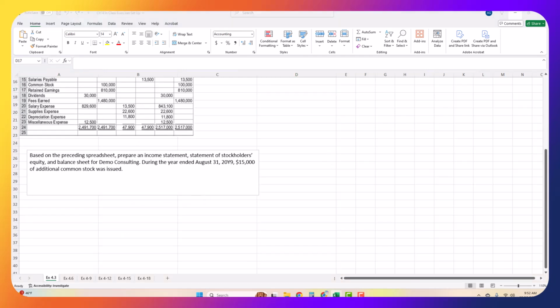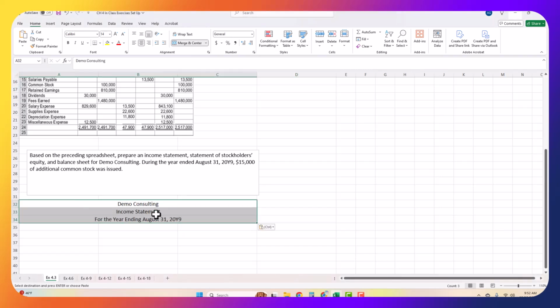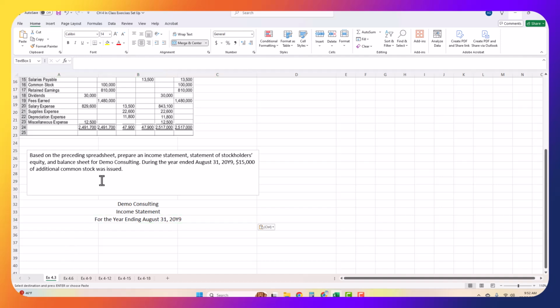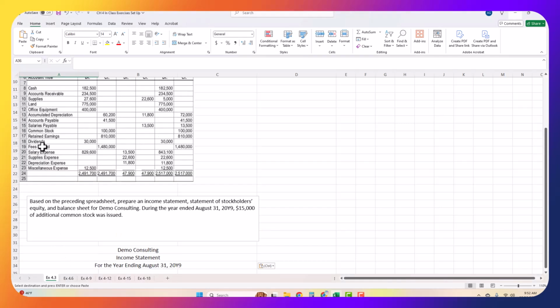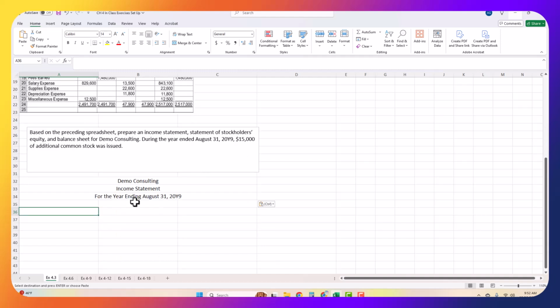So we're going to start with the income statement. Remember, we put the name of the company, income statement, and for the period ending, so this is a year, August 31st, 20Y9. It also says that there was an additional $15,000 in stock issued during the year. So we should be able to create the income statement. It starts right here on the adjusted trial balance. It starts with fees earned, and then the expenses are listed. We're going to take those and put them in the format of the income statement.